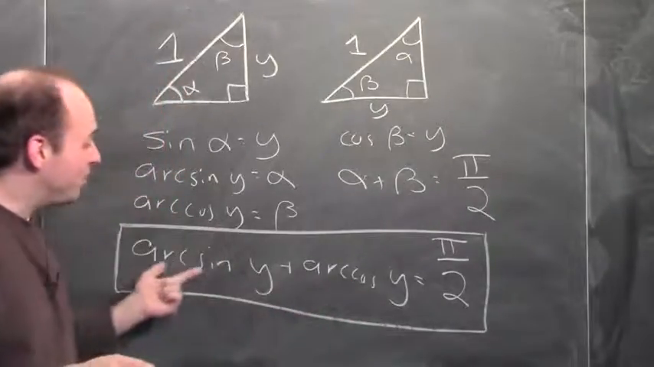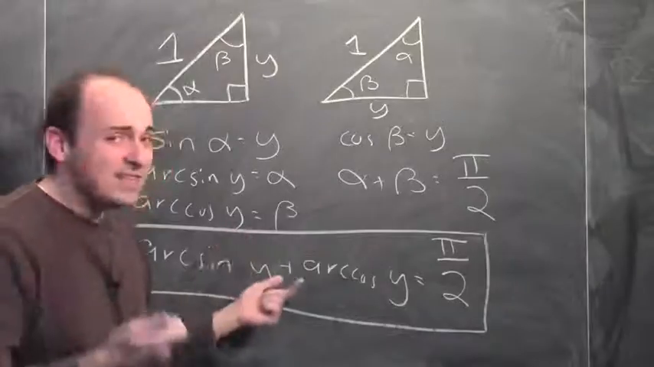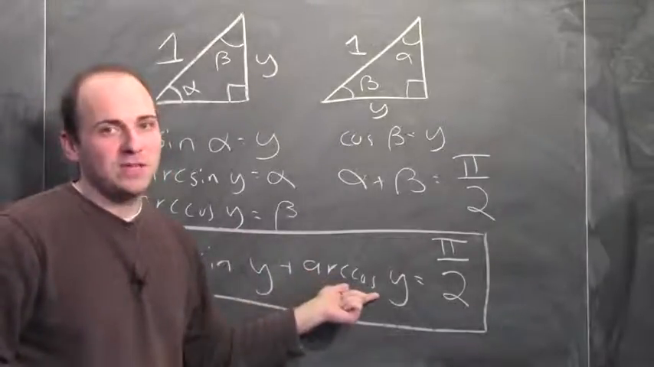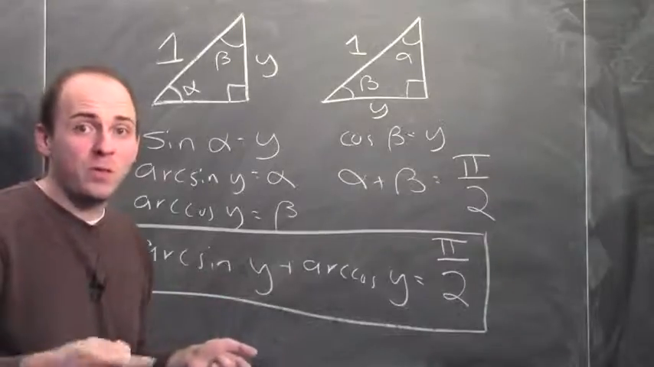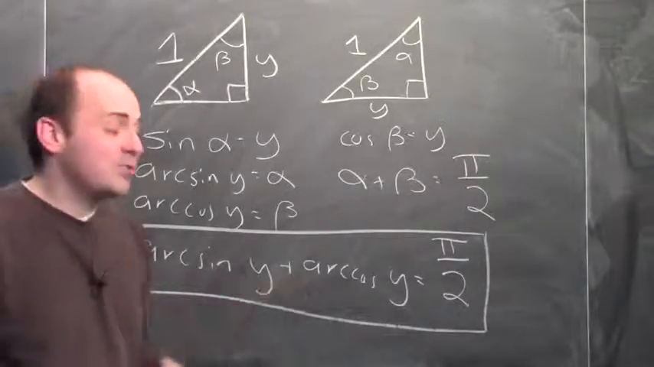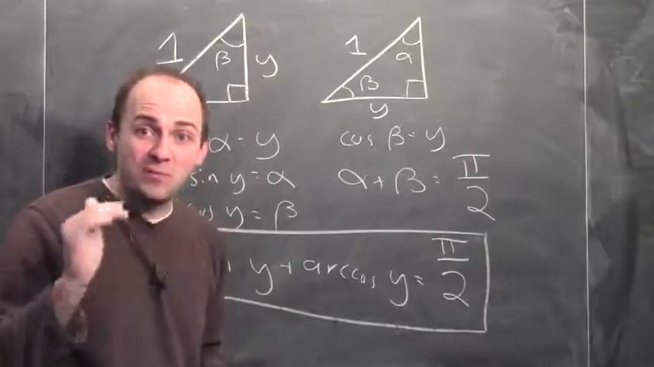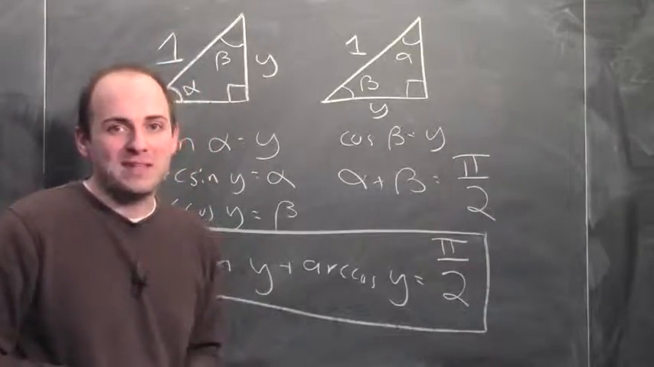That means that the derivative of arc sine has to be exactly the negative of the derivative of arc cosine. And since we know the derivative of arc sine is 1 over the square root of 1 minus x squared, that means the derivative of arc cosine is negative 1 over the square root of 1 minus x squared.